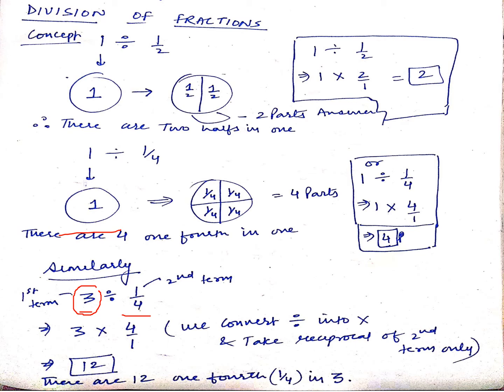I have told you the first term will remain as it is, division becomes multiplication, and the second term, that is 1 upon 4, will be reciprocated, it becomes 4 upon 1. 3 4s are 12 and 1 1s are 1 only. So you can say there are 12 parts in a complete 3 which are equal to 1 upon 4. So we say it like this, there are 12 quarters in 3. I hope you got this. Any confusion, you can see the video one more time for the concept.